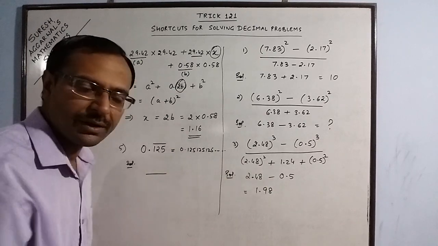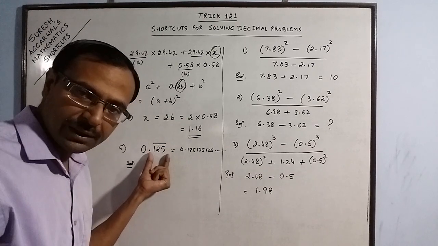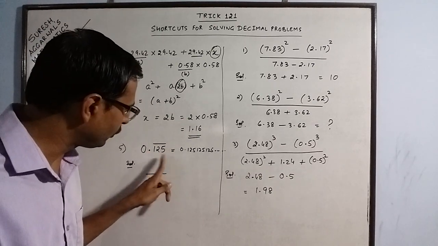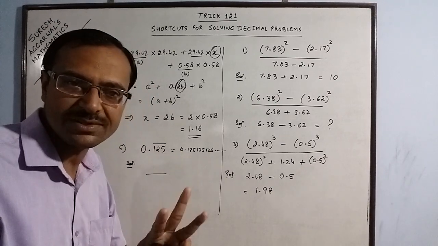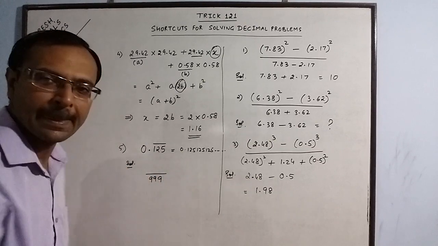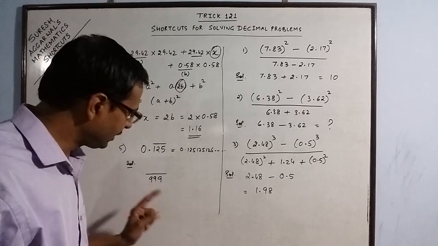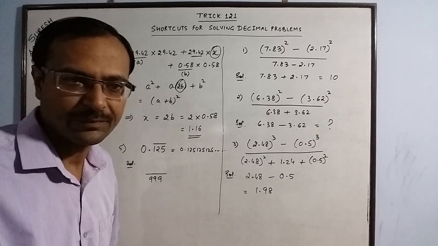So in the denominator, just see how many terms are repeating. Now 1, 2, 5, 1, 2, 5, 1, 2, 5. So 1, 2, 5, 3 digits are repeating. So we have 3 9s in the denominator. So the number of 9s in the denominator will be equal to the number of digits which are repeating.